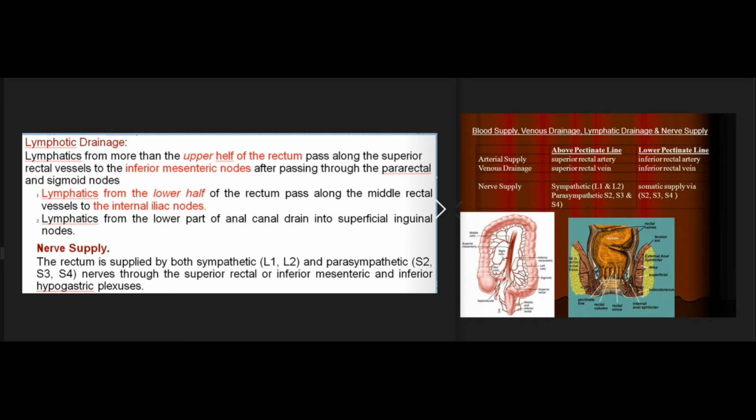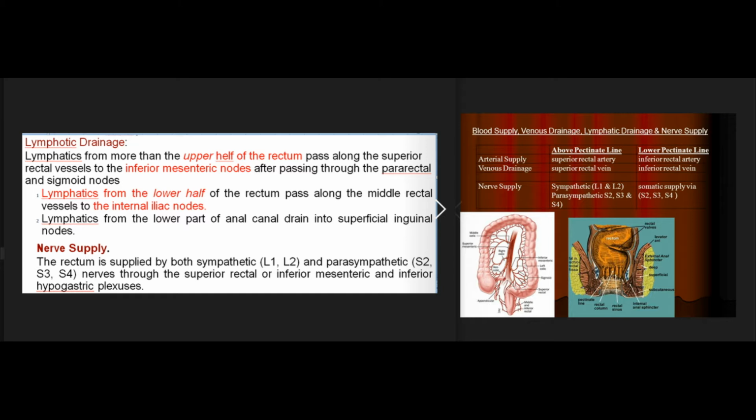Lymphatic drainage. Lymphatics from more than the upper half of the rectum pass along the superior rectal vessels to the inferior mesenteric nodes after passing through the pararectal and sigmoid nodes. 1. Lymphatics from the lower half of the rectum pass along the middle rectal vessels to the internal iliac nodes. 2. Lymphatics from the lower part of the anal canal drain into superficial inguinal nodes.